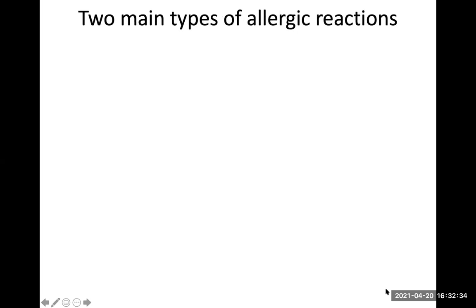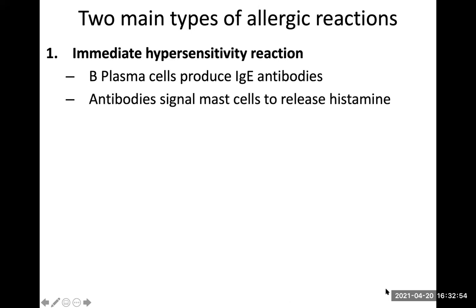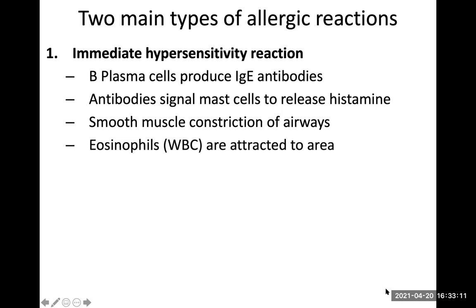Okay, so two main types: immediate hypersensitivity reaction. This is what we're used to when we think of sneezing, itchy, watery eyes. That's the IgE antibodies and getting lots of histamine released in your mucosa. So mast cells release a bunch of histamine, and that causes some inflammation, itchy, runny nose, for example. But one of the dangers is that it can cause your smooth muscle to constrict your airways. And of course, that can lead to anaphylactic shock and death.